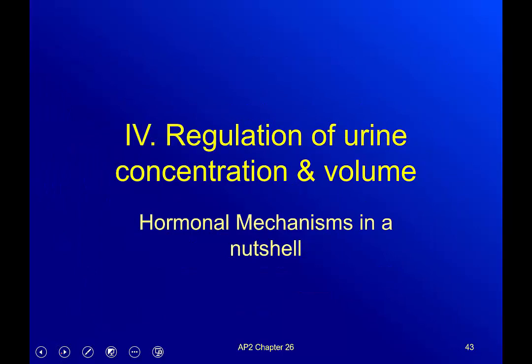So regulation of urine concentration and volume, the hormonal mechanisms in a nutshell. Let's try that a third time. The hormonal mechanisms in a nutshell. There we go.